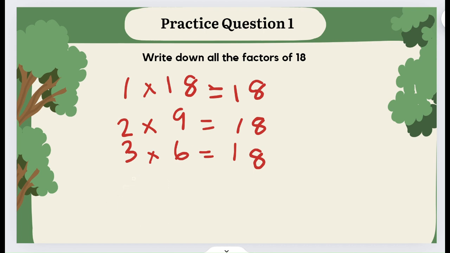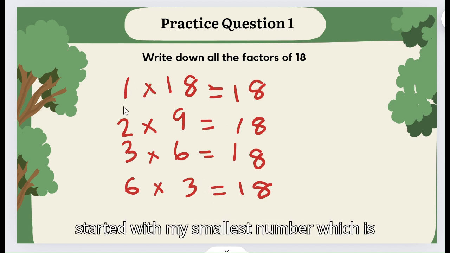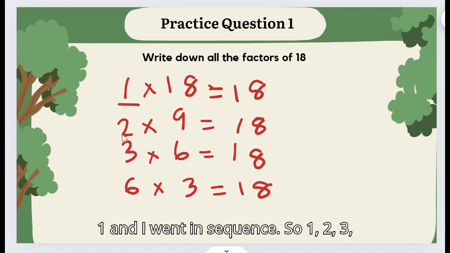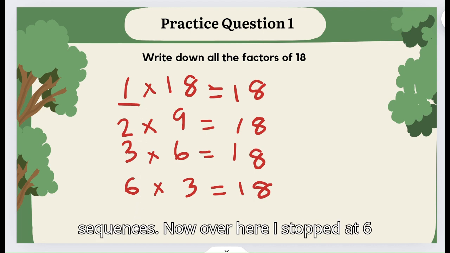And then lastly, I have 6 times 3, which is 18. So now, over here you can see that I started with my smallest number, which is 1, and I went in sequence. So 1, 2, 3, 4, 5, 6. So I read the times table in sequences.